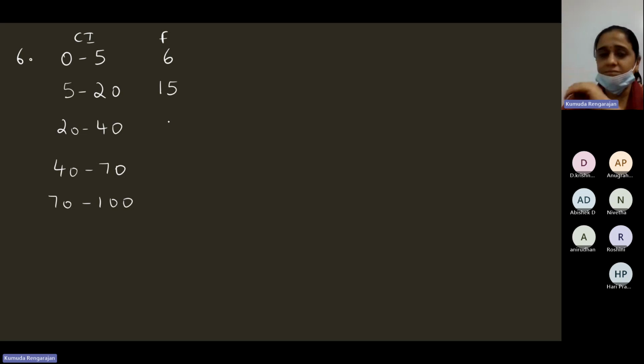We may not get whole numbers, maybe, because I'm just writing some random frequencies. So we may not get whole numbers for frequencies, but we're just trying to understand how to prepare the table to make a histogram. All right.